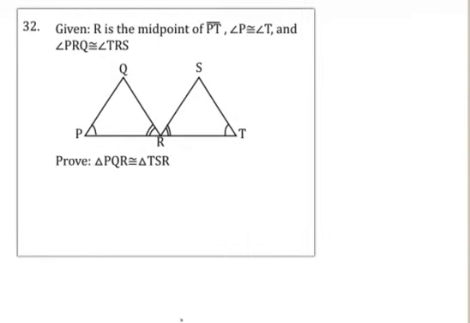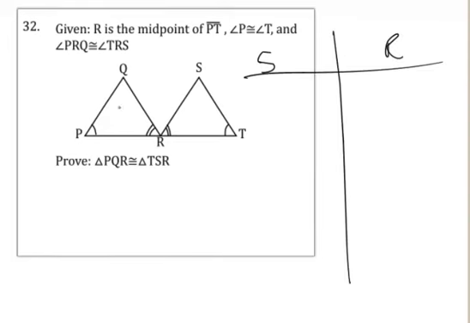Come on, give me a hard one. Here we go. Statement, reason, getting work done today. R is the midpoint of PT. Well, if that's true, then these two are congruent. If that's true, I got angle, side, angle. Am I right? I'm right. Let's do it.